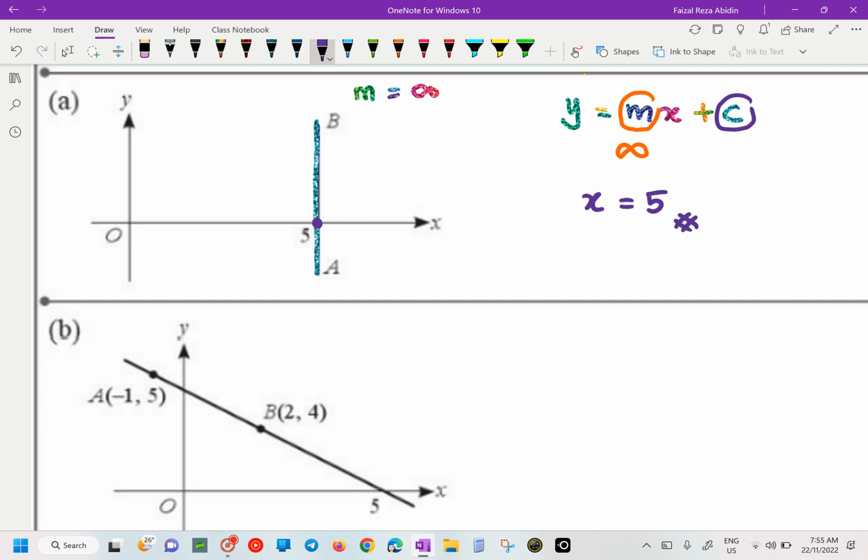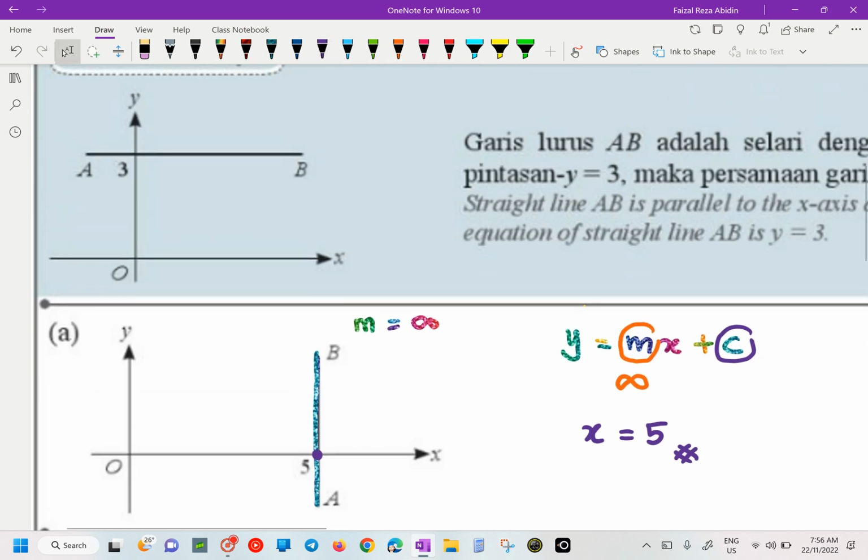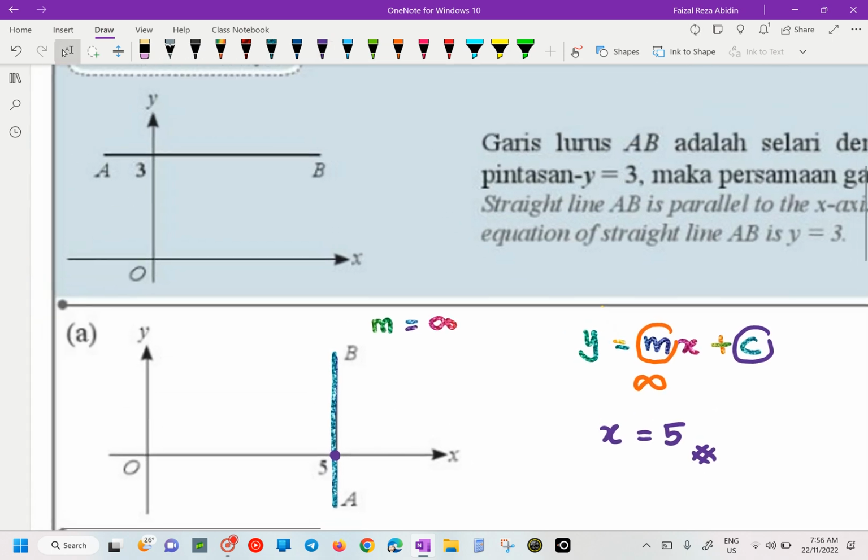Because we don't have any y-intercept, and also we don't have our gradient. So the equation for our straight line over here is just x equals 5. Same like our example here, you have y-intercept, so you are going to straight away get y equals 3 as the equation of the straight line for the example there. Okay?